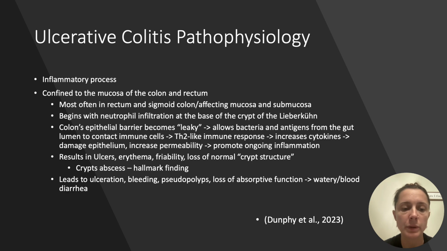The colon's epithelial barrier becomes leaky. This allows bacteria and antigens from the gut's lumen to contact immune cells, which then produces a Th2-like immune response. This increases the cytokines, which damage the epithelium, increase permeability, and promote ongoing inflammation. This results in ulcers, erythema, friability, loss of normal structure, which leads to a crypt structure, and then you'll see crypt abscesses, which is actually a hallmark finding. This leads to ulceration, bleeding, pseudopolyps, loss of absorbent function, and this can lead to watery or bloody diarrhea.